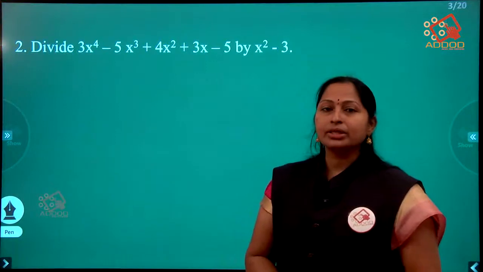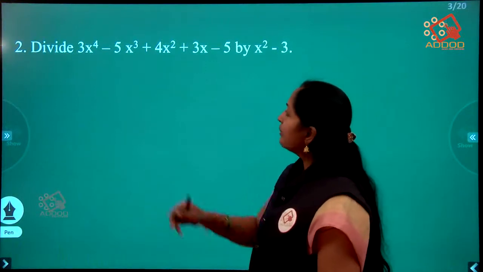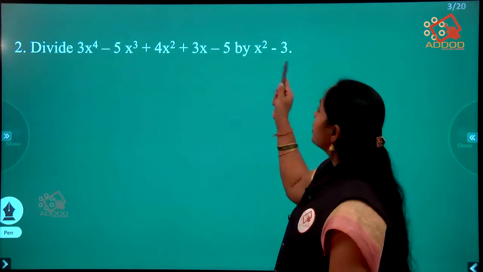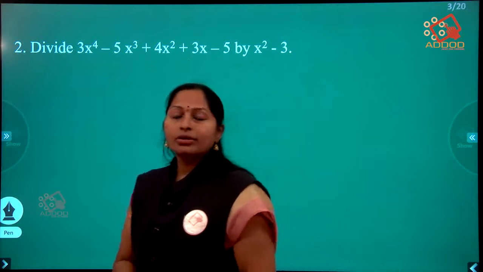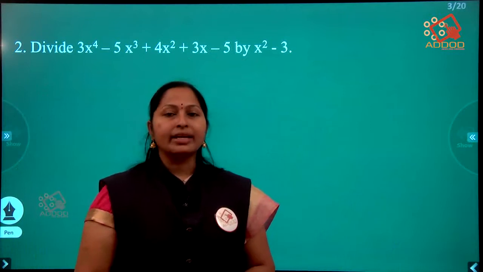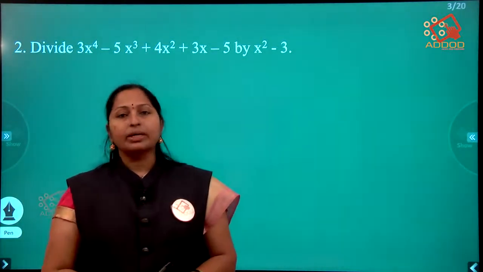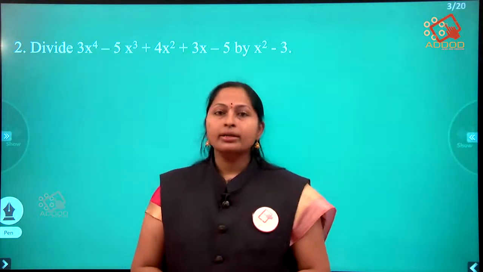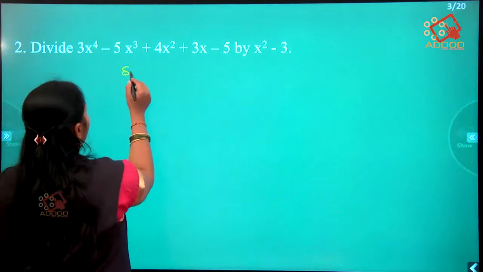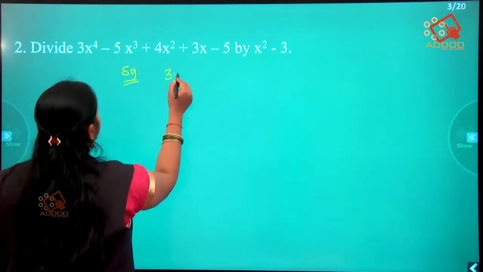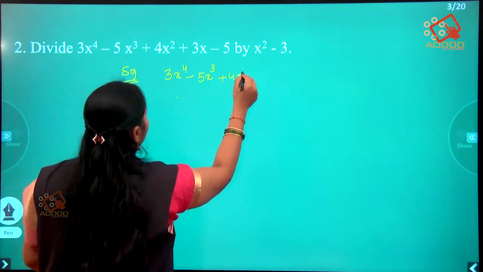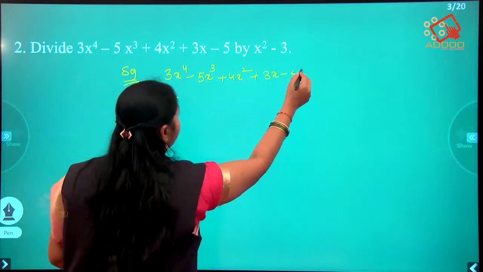We can see the second question on the screen. Here in this question, divide 3x power 4 minus 5x cube plus 4x square plus 3x minus 5 by x square minus 3. If any question asks like this, first we need to write in the standard form. What is the standard form? A standard form is nothing but writing the given polynomial's powers in descending order. Now see what is given: 3x power 4 minus 5x cube plus 4x square plus 3x minus 5.